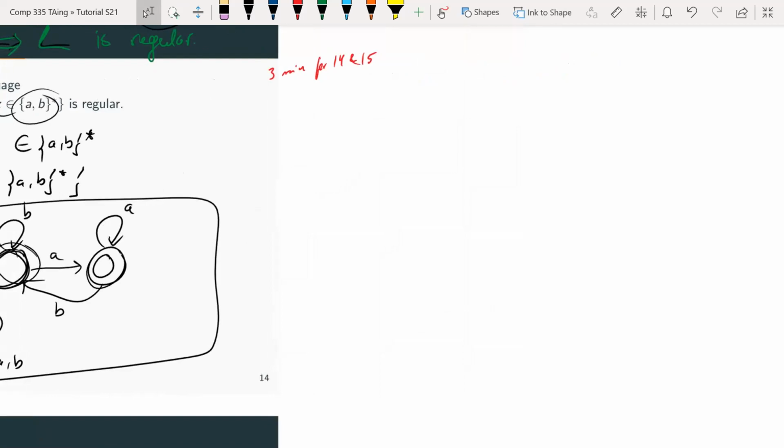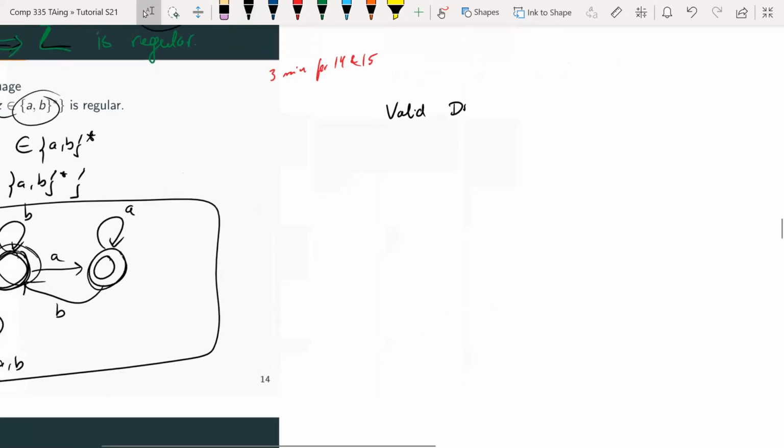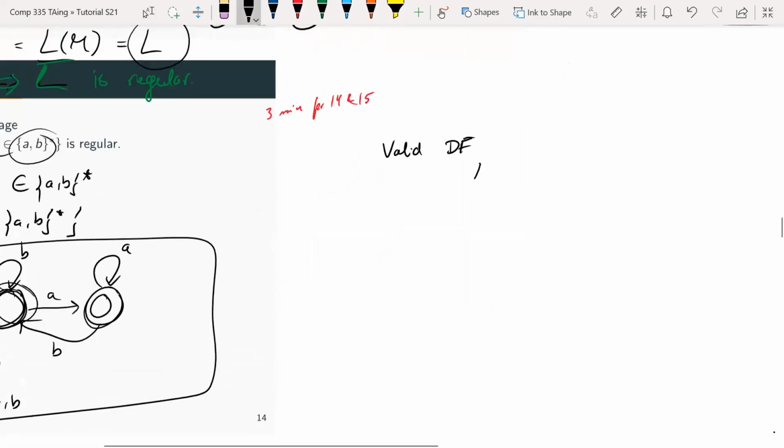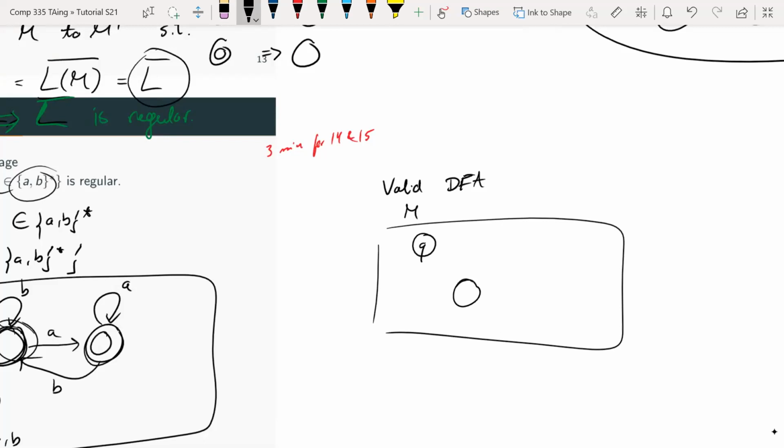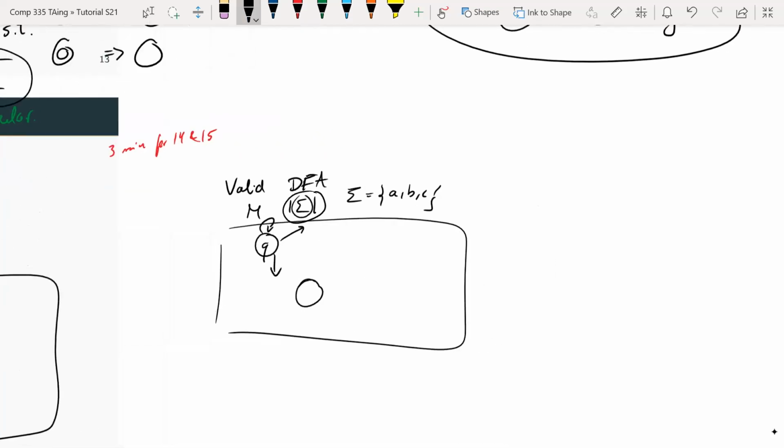Okay, so Nabil, valid DFAs. So what is a valid DFA? If I have a machine M, it's a valid DFA if for each state, let's say Q, I have cardinality, imagine this is my alphabet, so I have cardinality, or the size of my alphabet, number of transitions. That means that if sigma is, let's say, A, B, C, then I would have 3 transitions, okay?